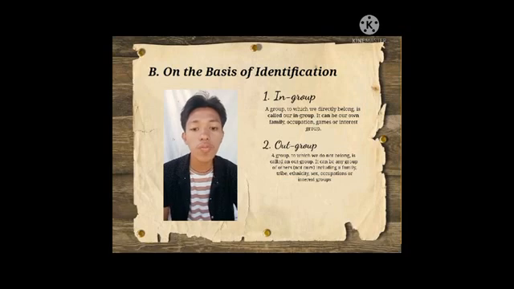Next is the out-group, a group to which we do not belong. It's called an out-group. It can be any group for others, including a family, tribe, ethnicity, sex, occupation, or interest group. Example, if I am a student of psychology, the students of psychology are an in-group for me, but the students of any other discipline other than psychology are an out-group for me.